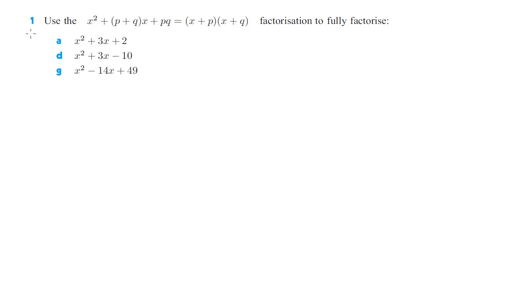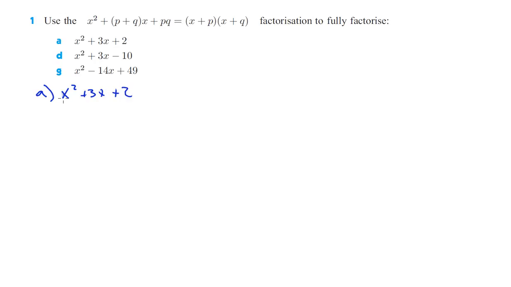Okay, here's number 1. Use the x squared plus p plus q factorization to fully factorize. Again, I'm really not a big advocate of having you memorize formulas. Please don't memorize that. Let's just factor this and make it make sense. Okay, so we've got A, x squared plus 3x plus 2. So what we want to try to do is try to factor this thing out.